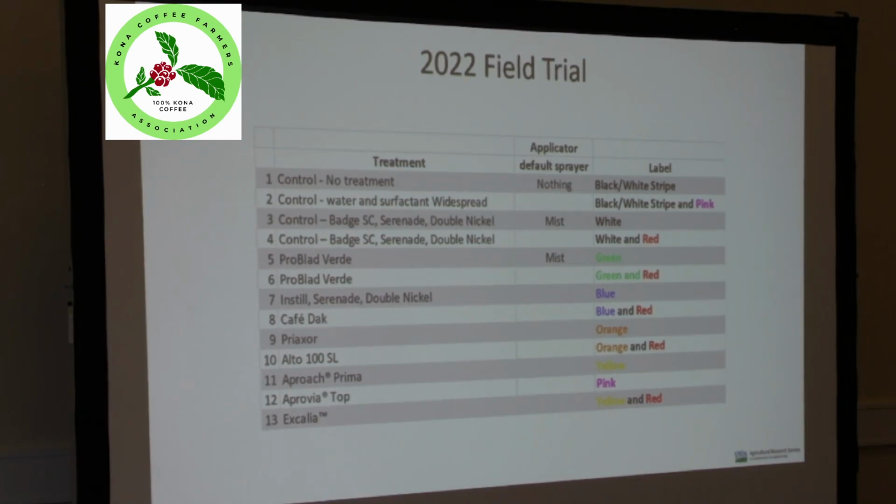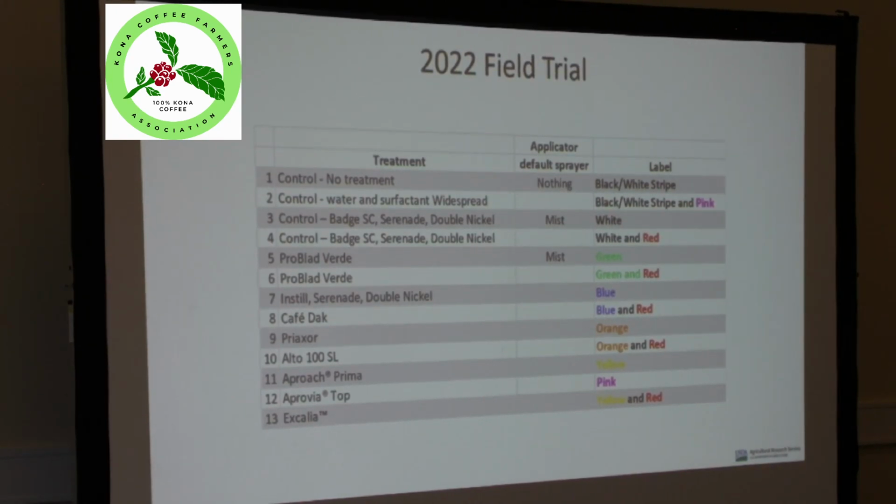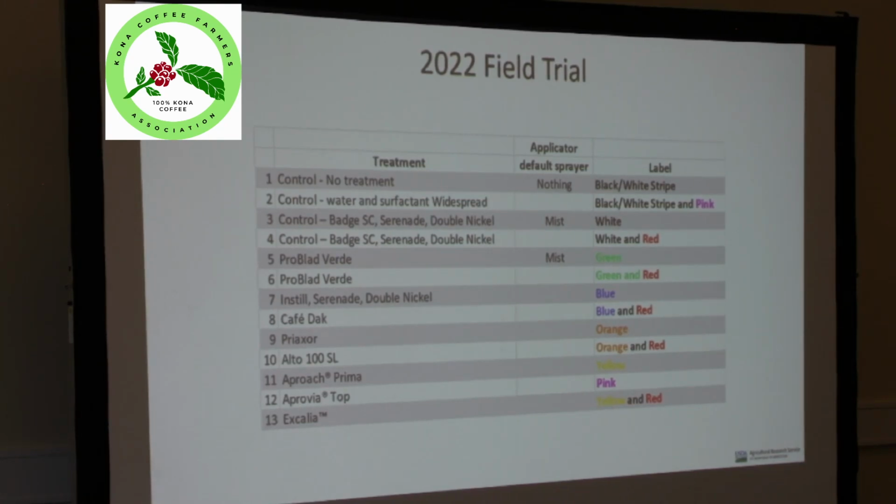And overall, in the farm in Holualoa, there were 13 treatments, 1 being no spray at all, 1 being water and a surfactant. Then there was the control rotation, Badge, Serenade, Double Nickel, applied with a mist blower and a backpack sprayer. And then the comparison of ProBlad, a combination of Instill, Serenade, and Double Nickel. There was Cafidac, Priaxor, Alto, Approach, Apruvia, and Excalia, again, to help support the IR4 program with the systemics.